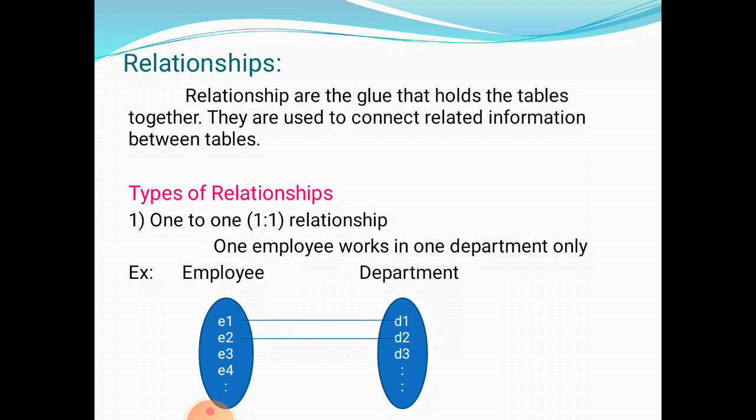For example, E1, E2, E3, E4 are the employees, and D1, D2, D3 are the departments. These are the different employees, and these are the different departments. Here only one employee can work in a single department at a time. A single person cannot work in a number of departments at the same time. That person can work in only one department at a time. This is called a one to one relationship.